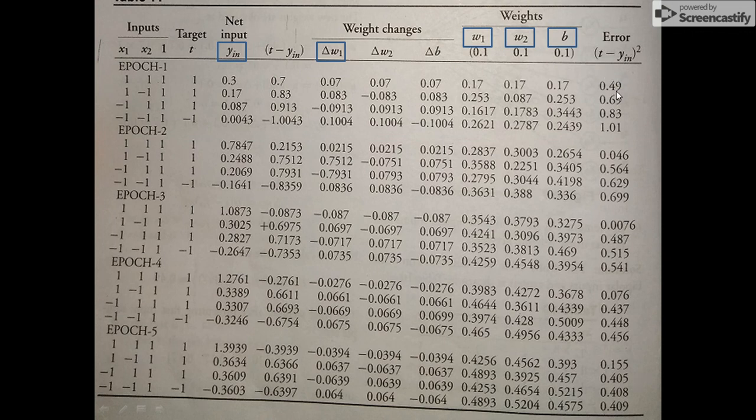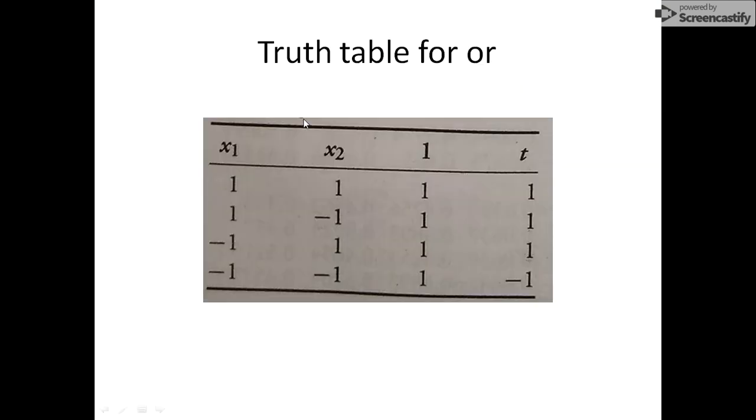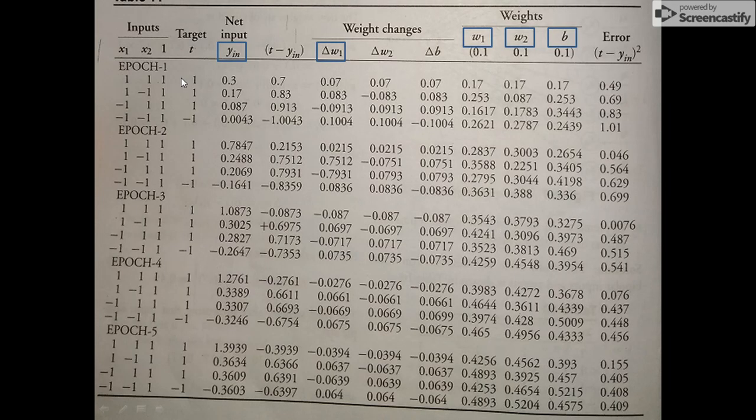Okay, now we are going to take another input line. This is this input line, right? So we will take this input line. Again, we have to calculate y in, and again we have to calculate t minus y in. The only thing you have to take care of now is that the values of w1, w2 and b will be 0.17, 0.17 and 0.17, because we have already changed them. We have calculated new weights and new bias for them. Same we will do for the third input line, then we will do it for the fourth input line.